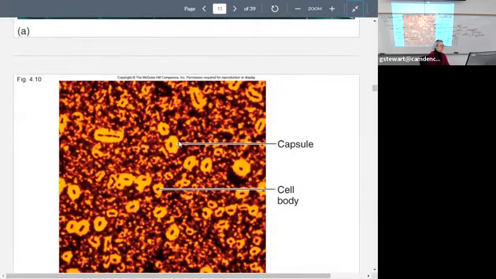Here's a picture of a capsule. See the dark stained, so that's the bacteria. The clear area around it is the capsule.